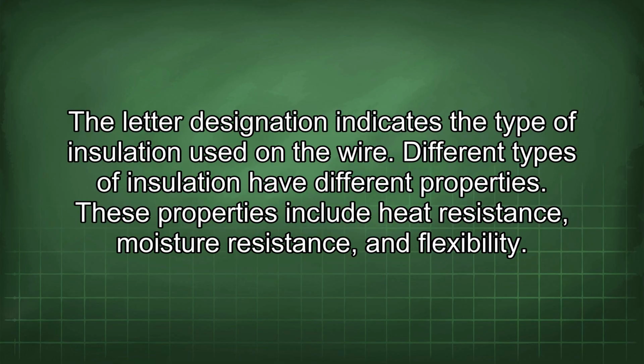The letter designation indicates the type of insulation used in the wire. Different types of insulation have different properties. These properties include heat resistance, moisture resistance, and flexibility.